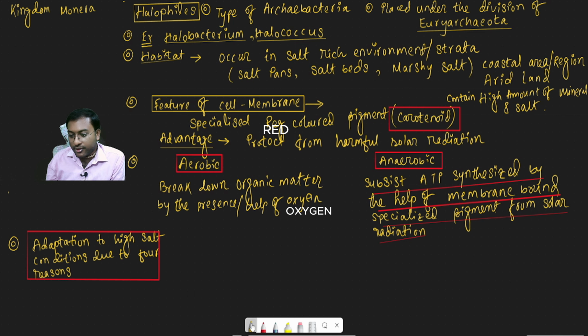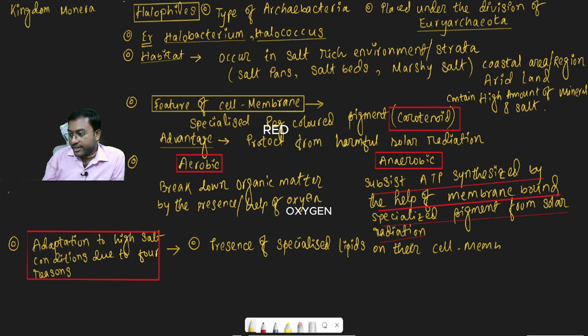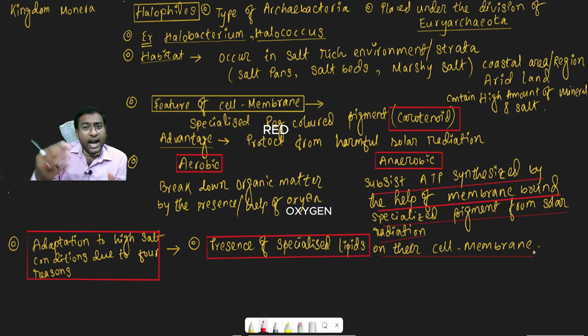The first reason, very useful to adapt halophiles to high salt conditions, is the presence of specialized lipids on their cell membrane. This part is very important, and this point helps them adapt in high salt conditions.